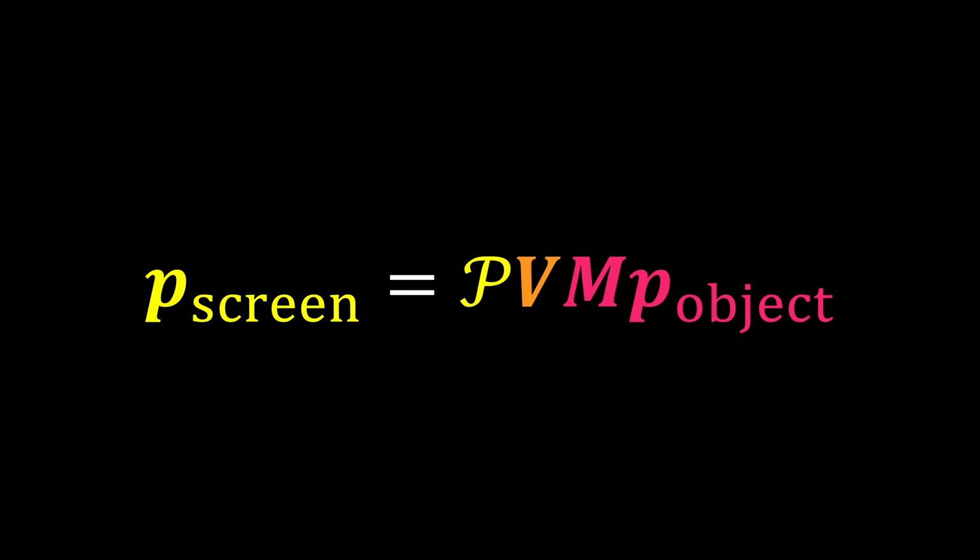So this is how you go from the actual position of the object, the actual point in the coordinate system of the object, to the point that you're actually going to draw on your screen, more or less, and that is essentially the fundamental equation of graphics, I guess. So there you go. That's it.